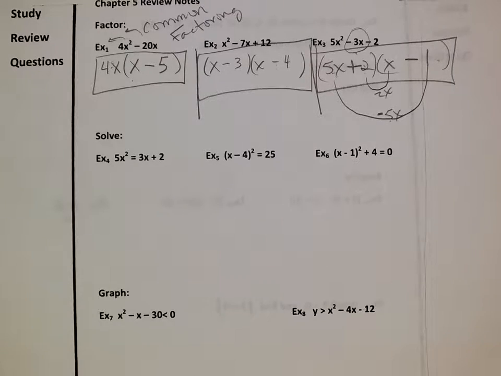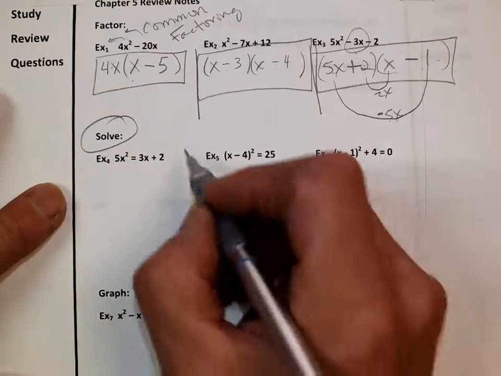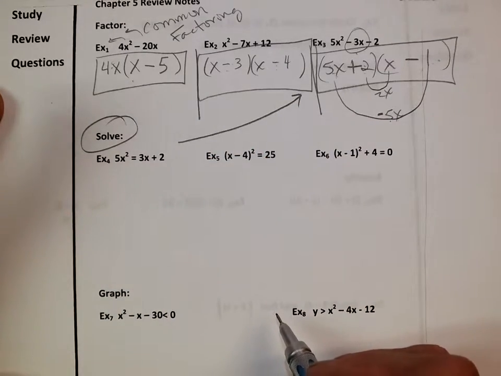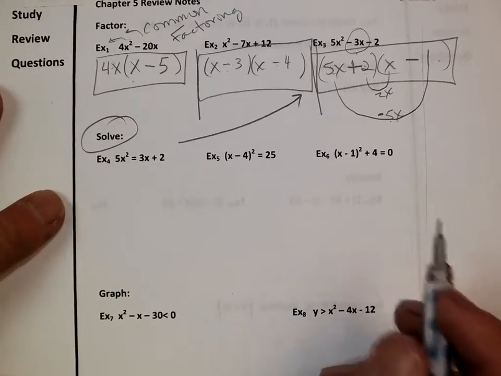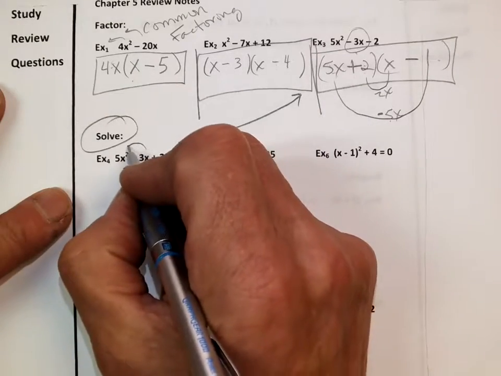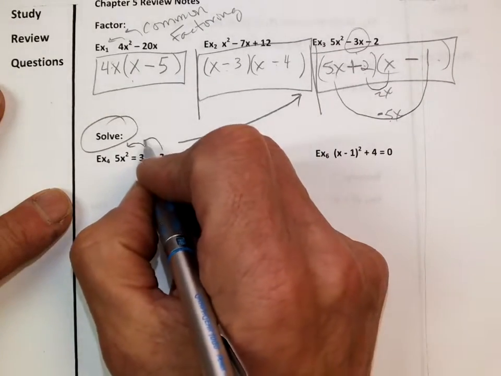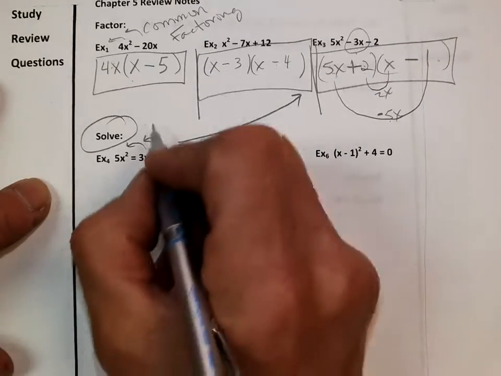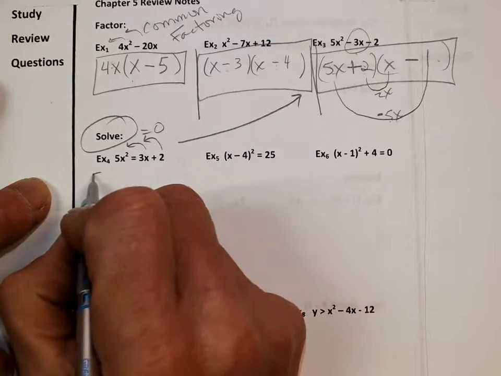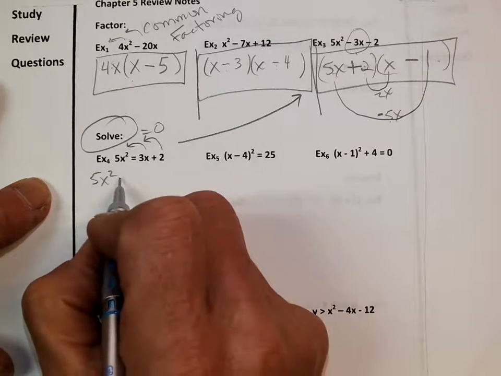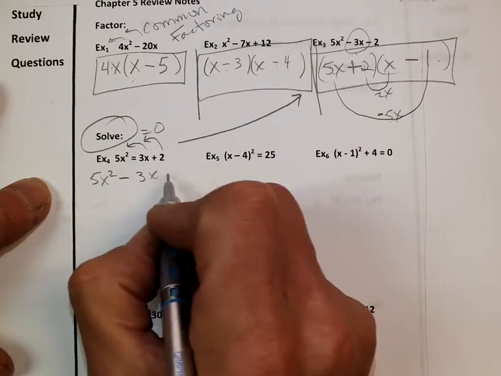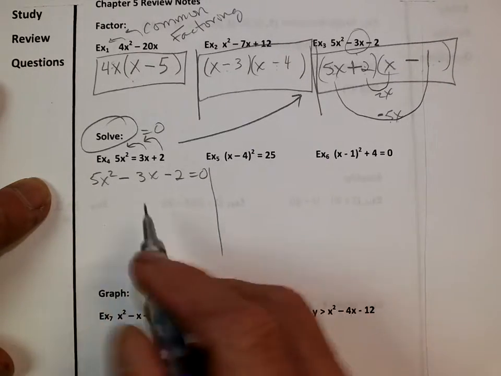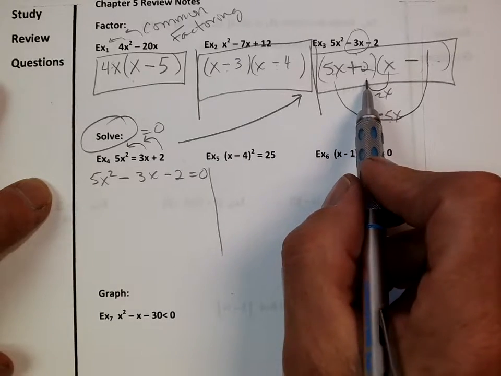Example 4 says solve. Example 4 is exactly like example 3. There's one small difference, and that is we have to do the solve. So first of all, let's bring over the 3x. Let's bring over the 2. Because we need it to equal 0. If we're going to solve, we need them always to equal 0. So I've got a 5x squared minus a 3x minus a 2 equals 0. Okay? Now, luckily, we already factored it. It's the exact same problem as example 3.